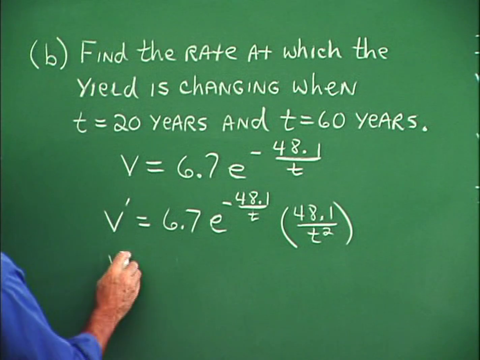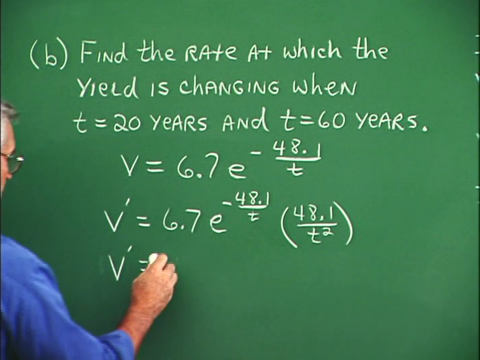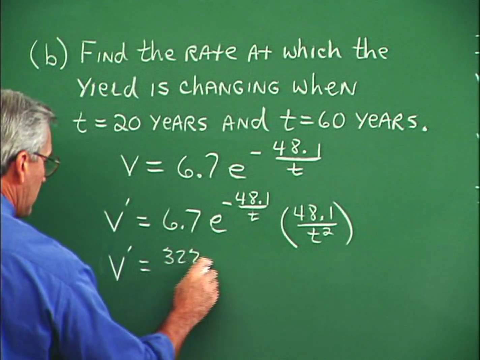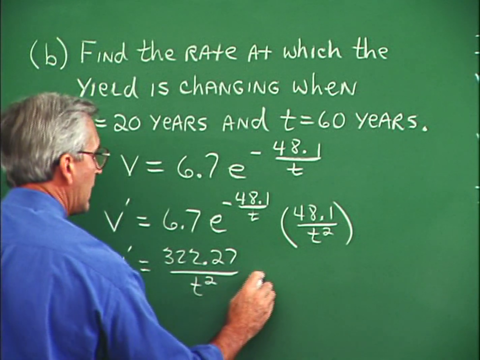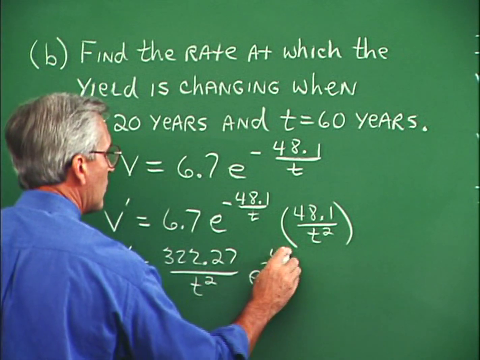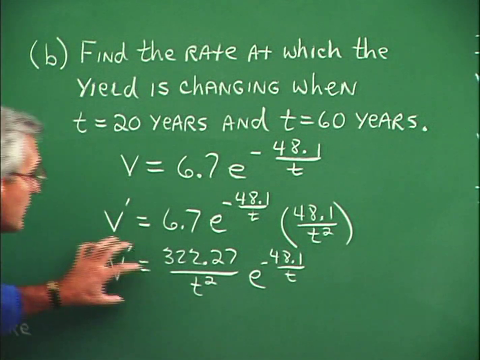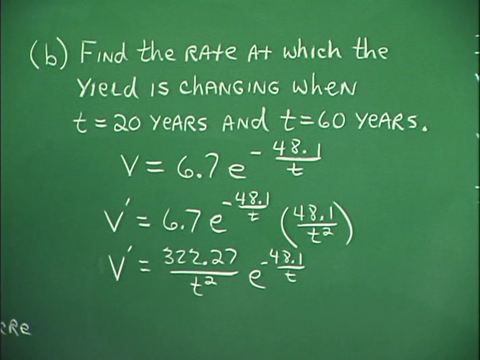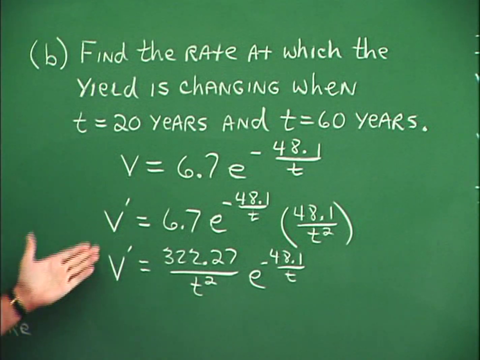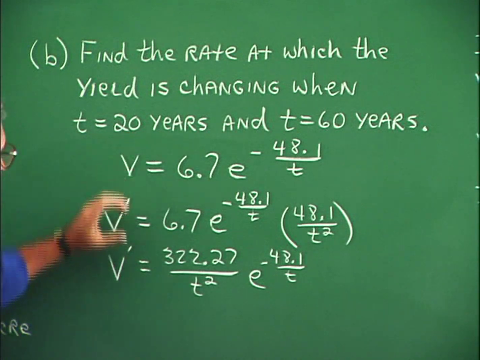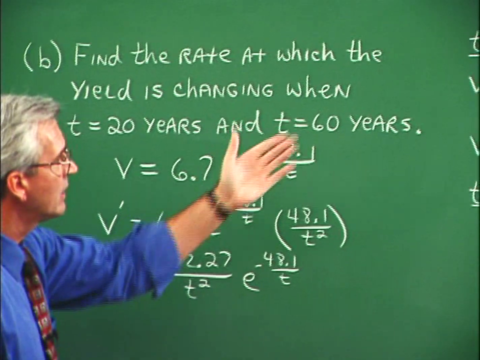All right, so then V prime, if we clean this up a little bit, we would multiply 6.7 times 48.1. Turns out that's 322.27. And that's over t squared, and all this is times e to the negative 48.1 over t. Now, with this derivative, we can find the rate of change at any point in time. So the rate of change when t is 20 would be found by replacing t in these two places with 20. I've done that up here.